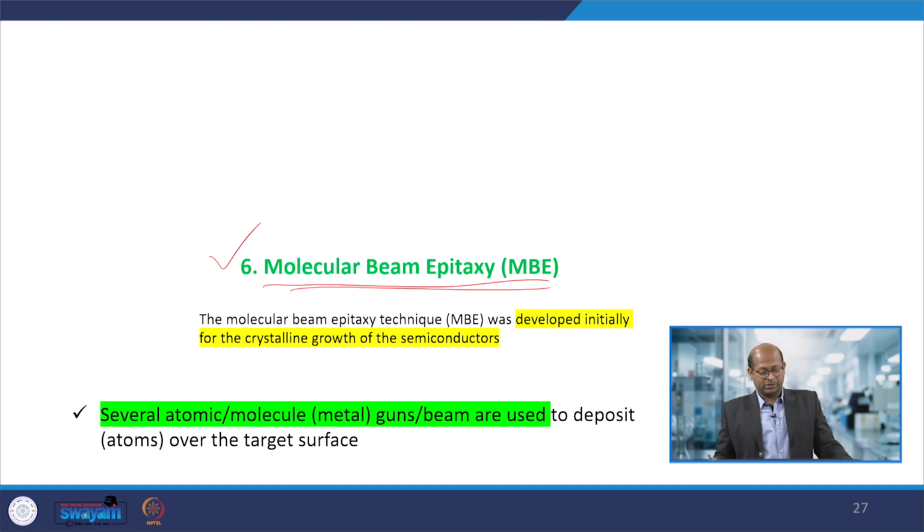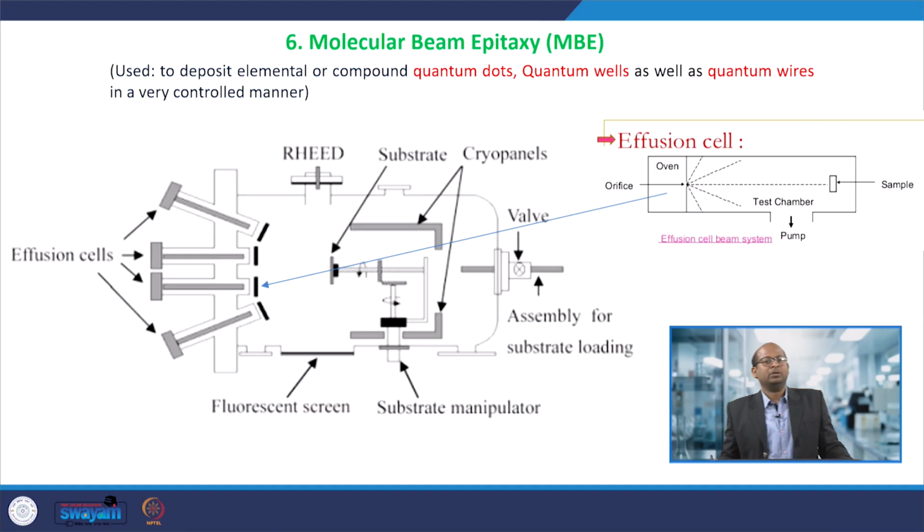So, by that way we can also develop crystalline growth of semiconductors. Here, several atomic or molecular beam guns or beams can be used to deposit those atoms over a particular surface where you want to deposit. Through these methods we can develop quantum dots, quantum wells or quantum wires. This type of material we can prepare using the molecular beam epitaxy method.